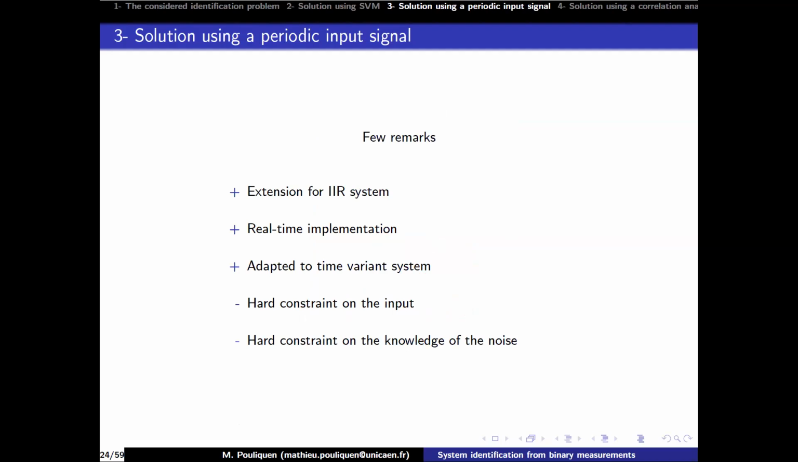Alors, some good news of this solution is that we can extend it to infinite impulse response systems. This is not the case of the previous one. We can do this also for real-time identification. It is adapted to time-varying systems, a good point from my point of view. But you have constraints on the input and on the knowledge of the noise. Some drawbacks.